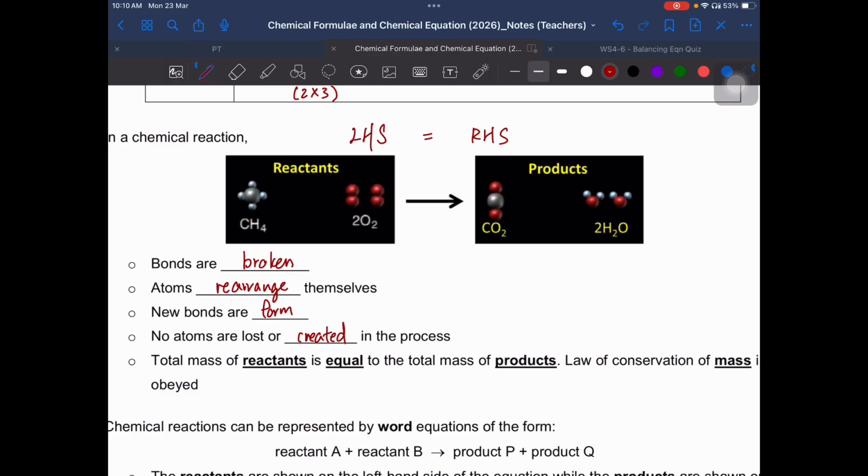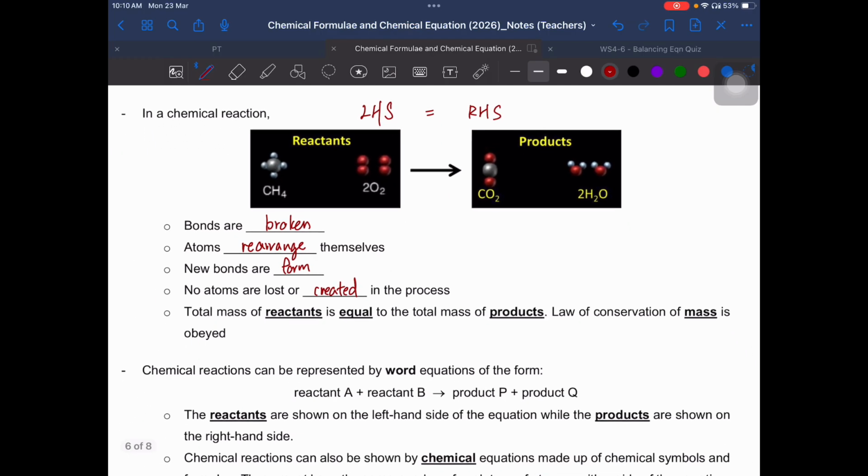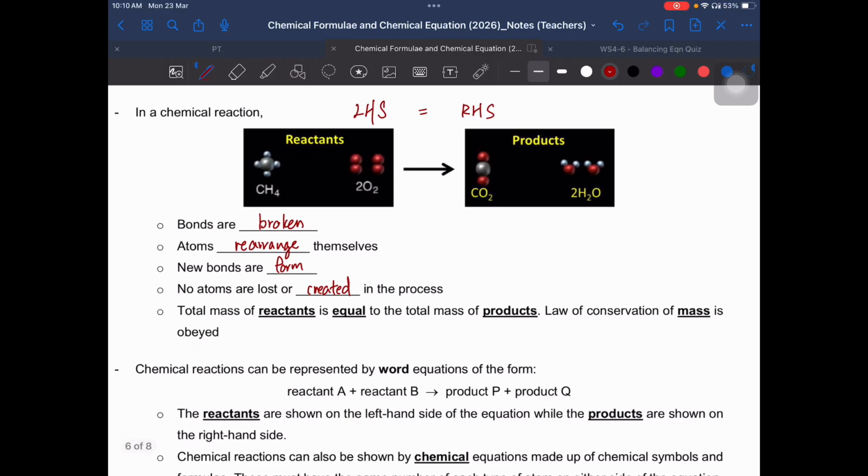Okay, so in other words, the number of circles that you see on the left hand side, in terms of the type and colors of it, must be equal to the number of circles that you see on the right hand side. So that's the whole idea of balancing a chemical equation. So we're going to put this into practice, but we'll watch a few videos and also try a simulation before we go on to the individual practice on your own.